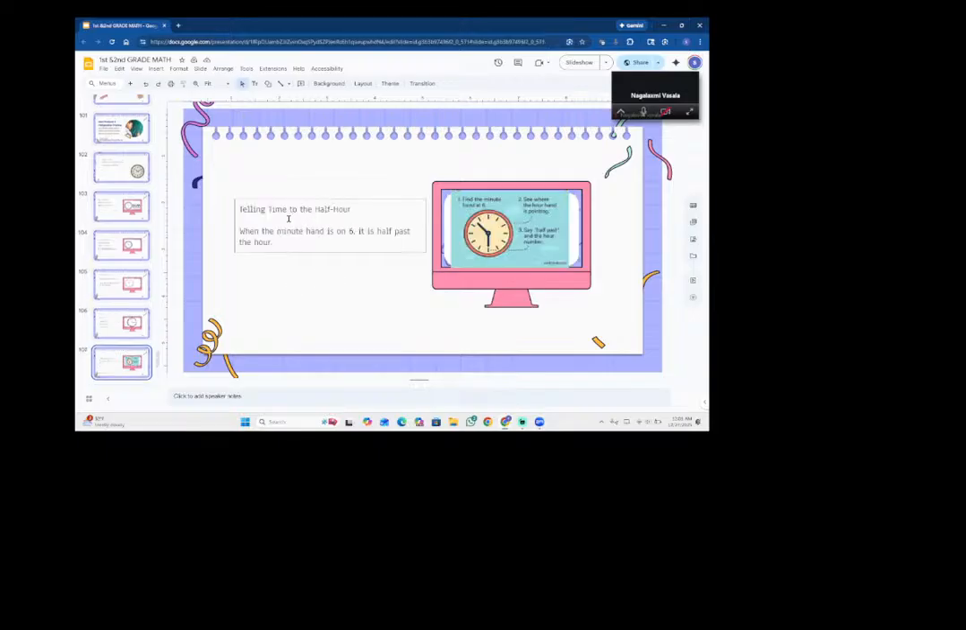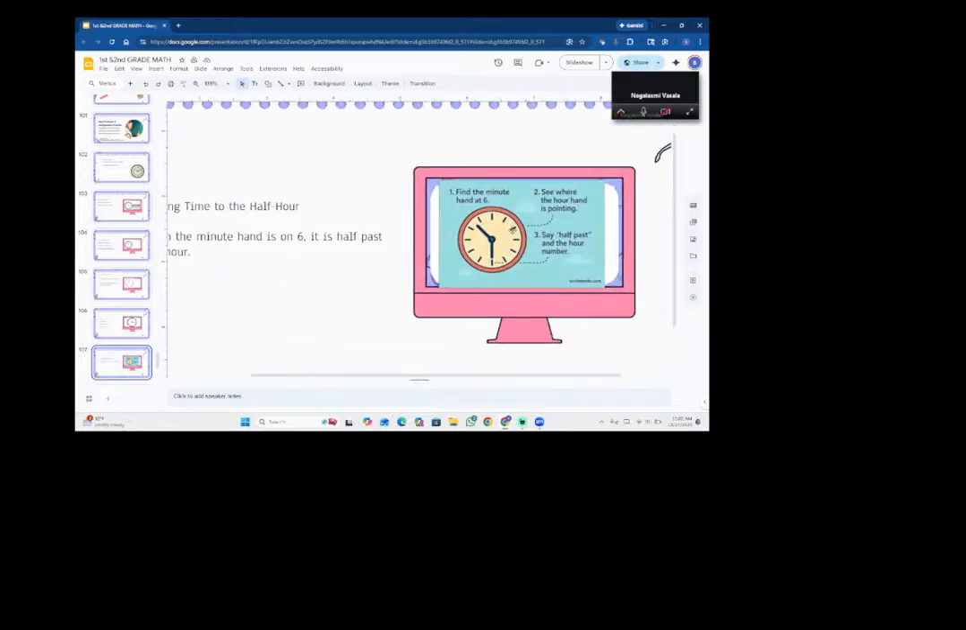Telling time to the half hour. When the minute hand is on 6, it is half past the hour. Since this is a full hour, this is half an hour. So if we see where the hour hand is first always, 1, 2, 3, 4, 5, 6, 7, 8, 9, 10. 10:30.